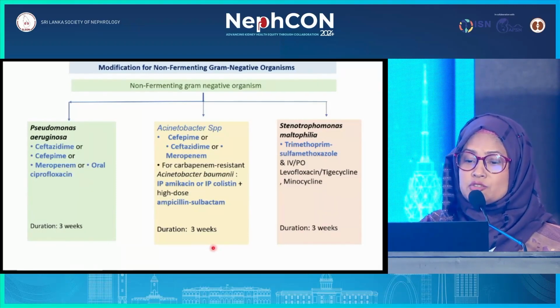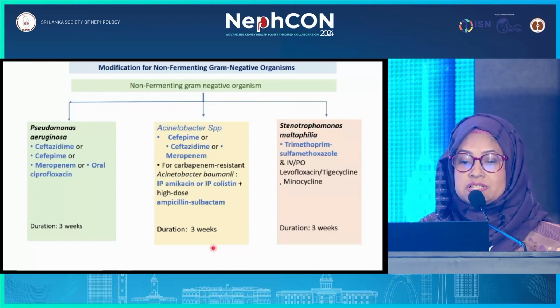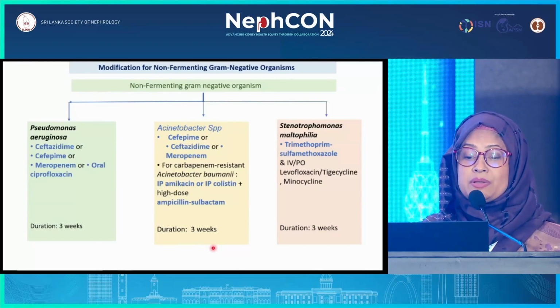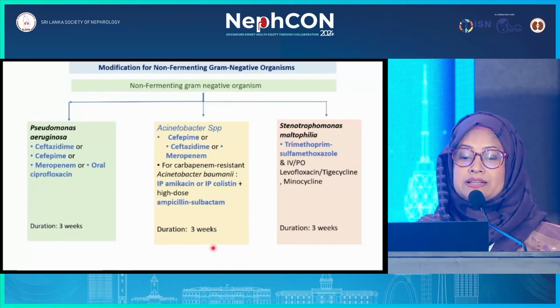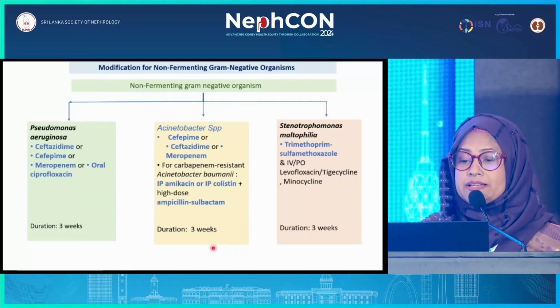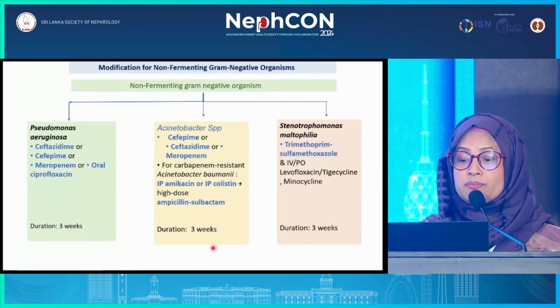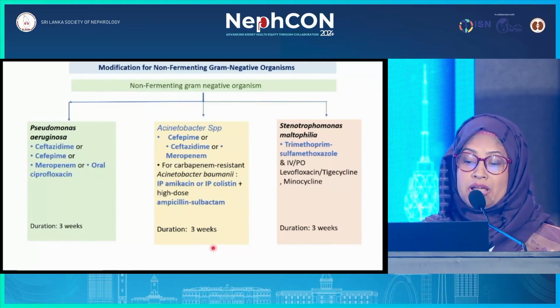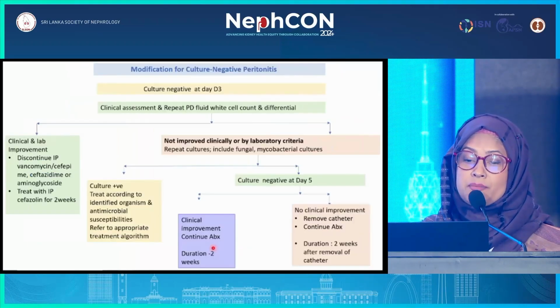In case of Acinetobacter, we can use cefepime, ceftazidime or meropenem, but in carbapenem resistant cases, we should add IP amikacin or IP colistin with high dose ampicillin and sulbactam. In case of Stenotrophomonas, we should start cotrimoxazole plus either parenteral or IV levofloxacin or tigecycline.